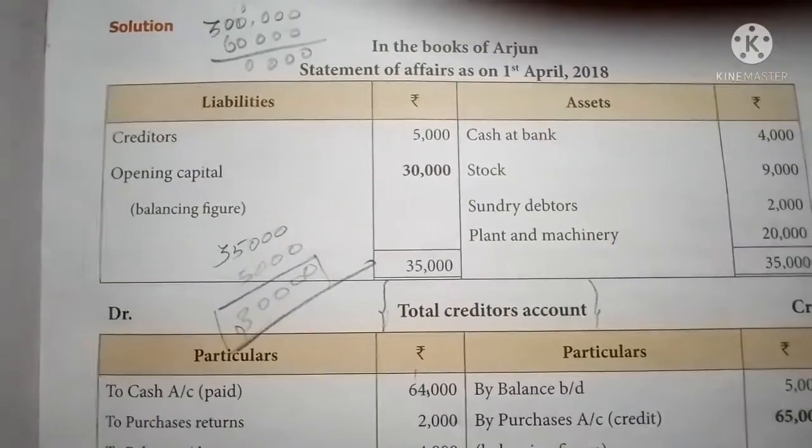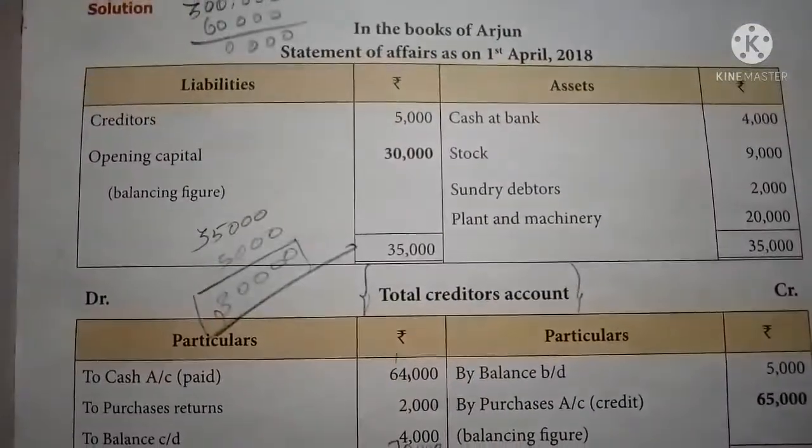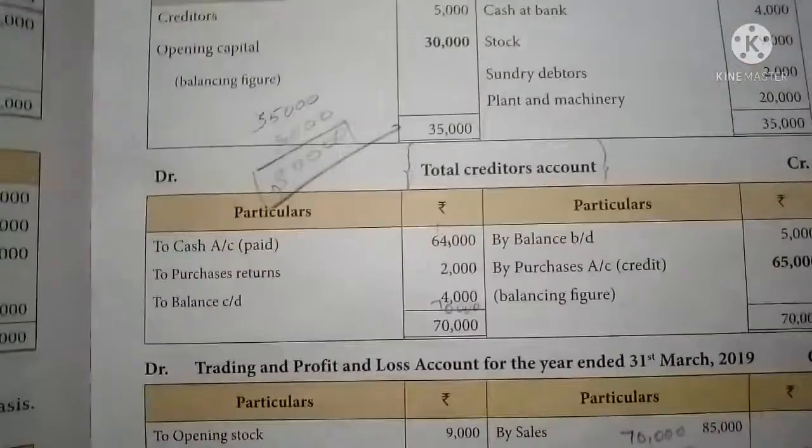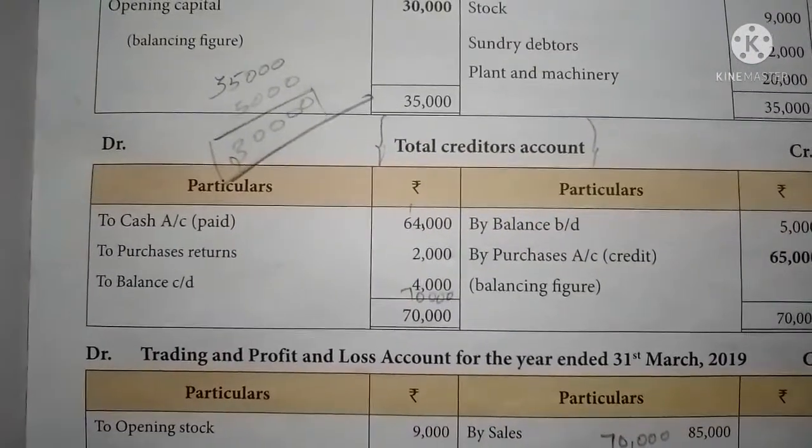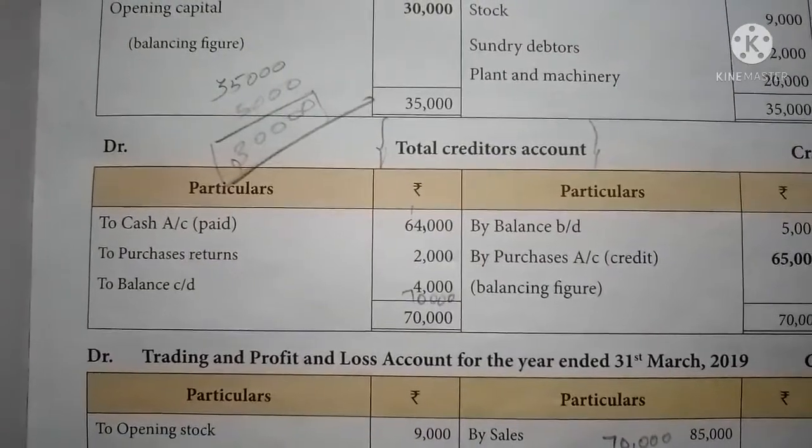Because we are preparing the statement of affairs for the opening. And then the total creditors account. Now to find out the purchase, because in the given example sum there is no purchase.